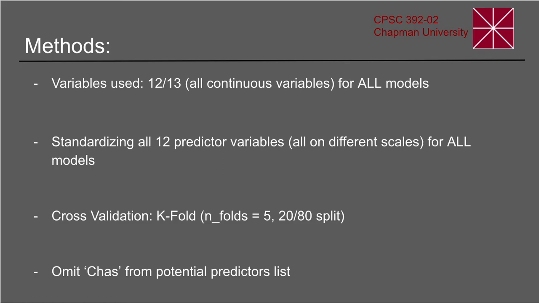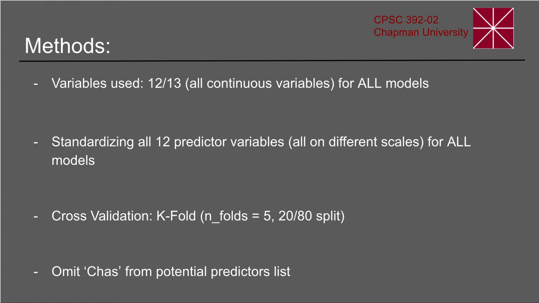So as for my methods, I used 12 out of the 13 potential predictive variables for all my models. I standardized all 12 because they were on very different scales and they were all continuous. I also used cross-validation for my classification models to ease the burden of overfitting, with n folds set to 5 because this was a 20/80 split.